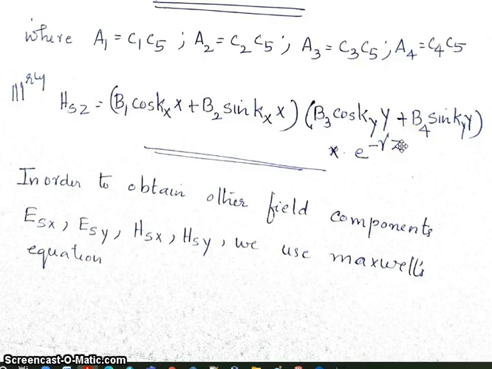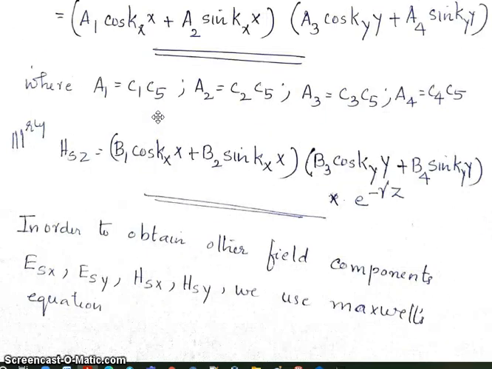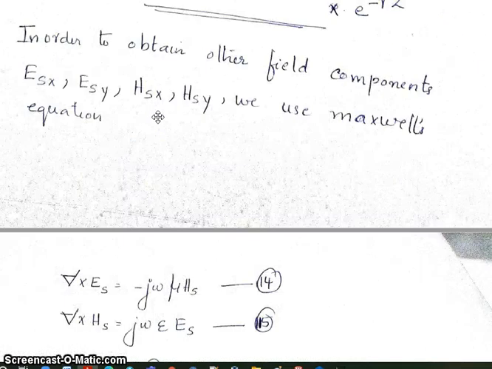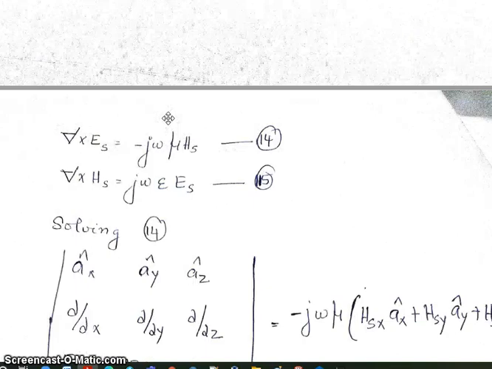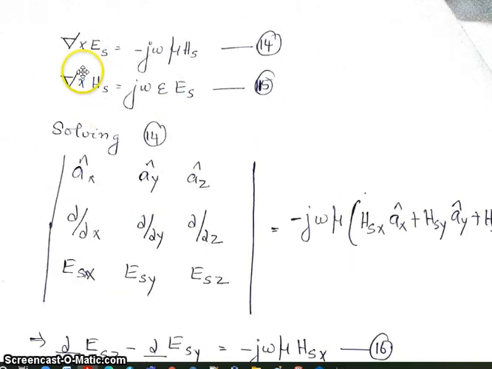So right now we have derived the expression for Esz and Hsz in terms of A cos kx, cos ky, sin kx, sin ky, etc. Now we have to derive the other field components, that is the x component and y component of the electric field and magnetic field. For that we have to use Maxwell's equations. So we will start with Maxwell's equations.